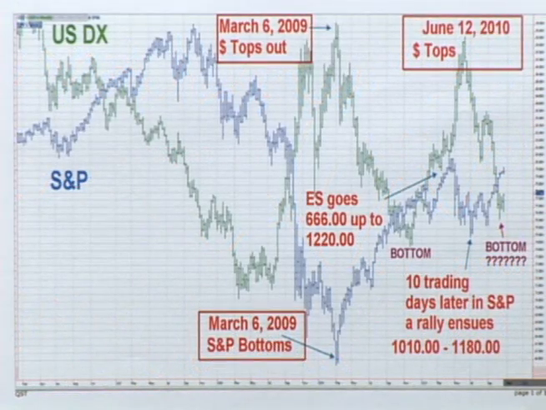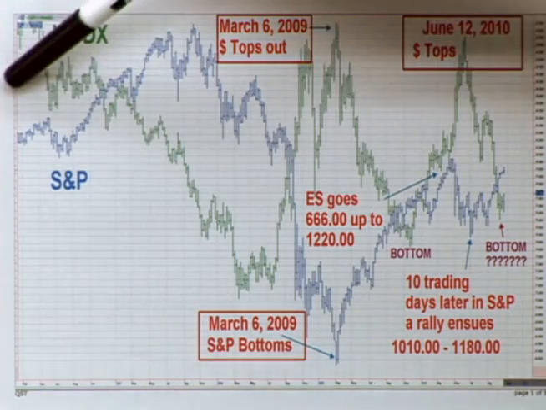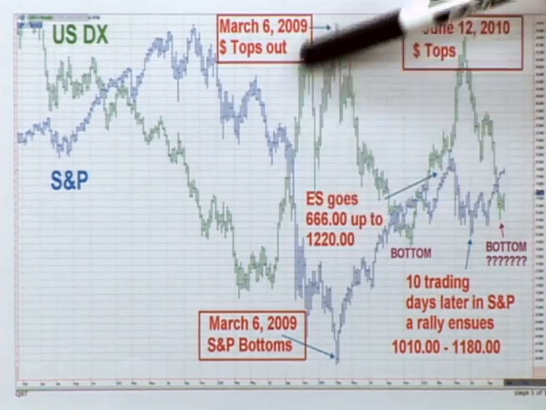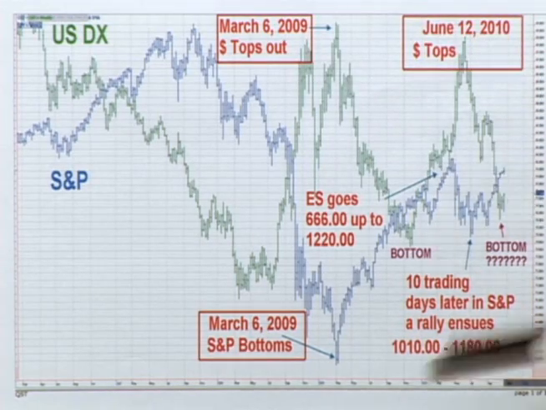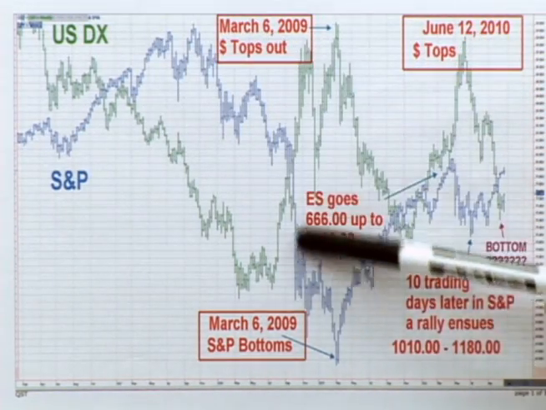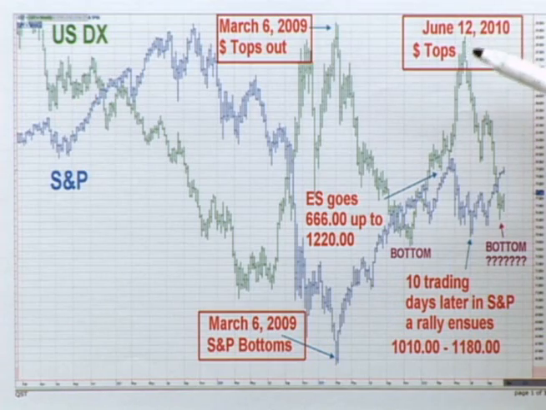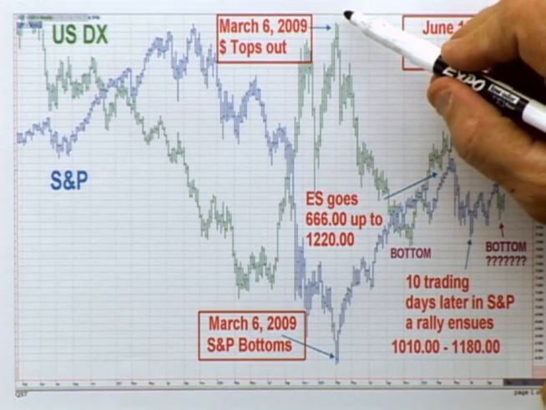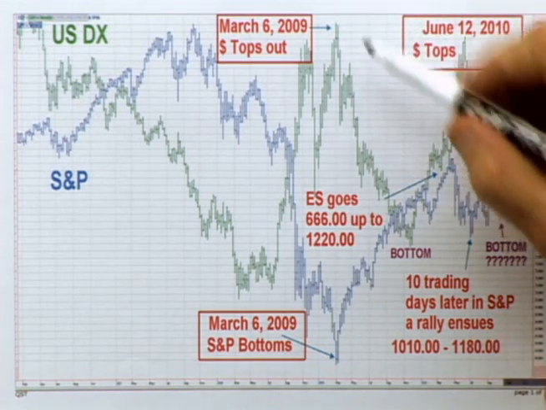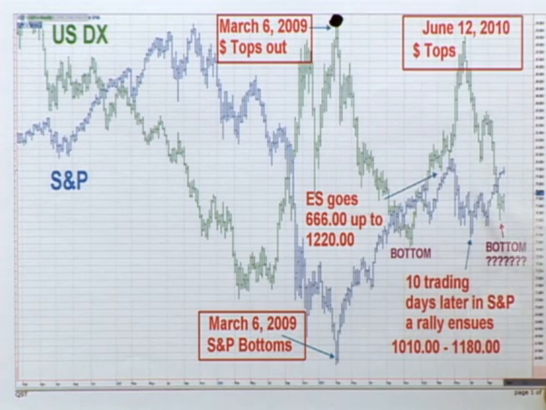Okay, traders, this chart, although it looks complicated, stay with me on this. I've shown this to you in other videos. This is not a complicated chart. What I'm showing you here is this: the green bars represent the dollar index, and the blue bars represent the S&P. The dollar index on March 6th of 2009 tops out at a price of somewhere around 89 or 90, right up there. The dollar tops out.